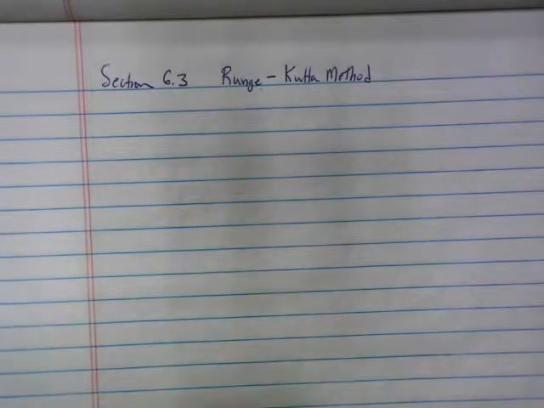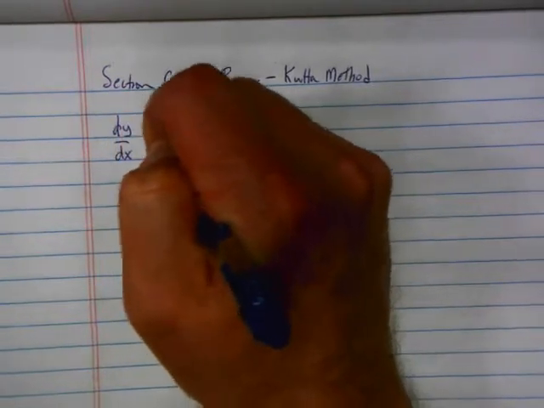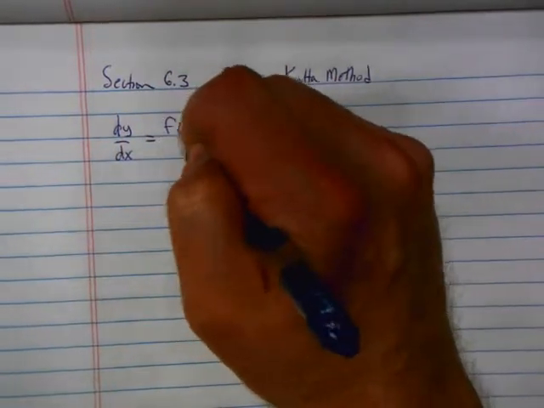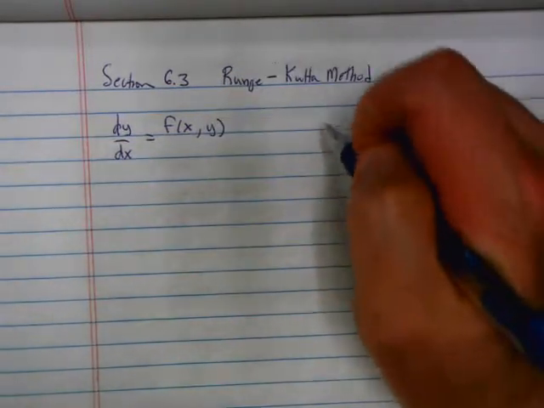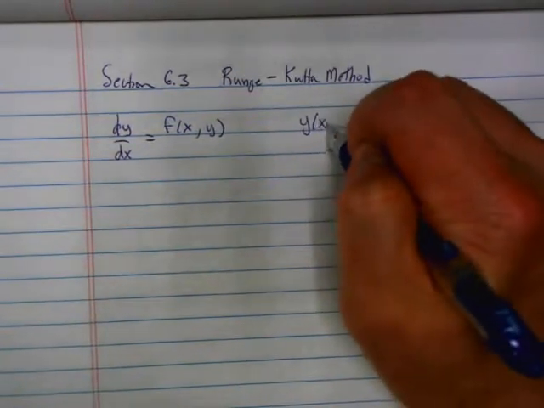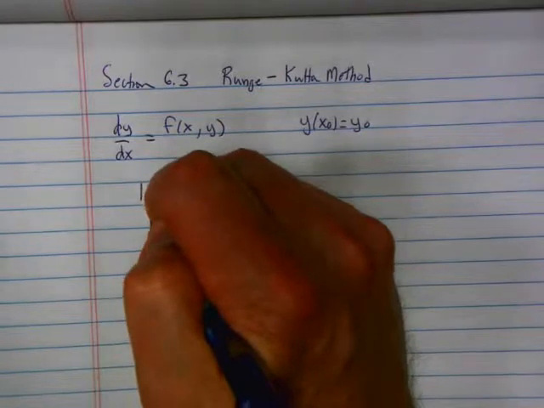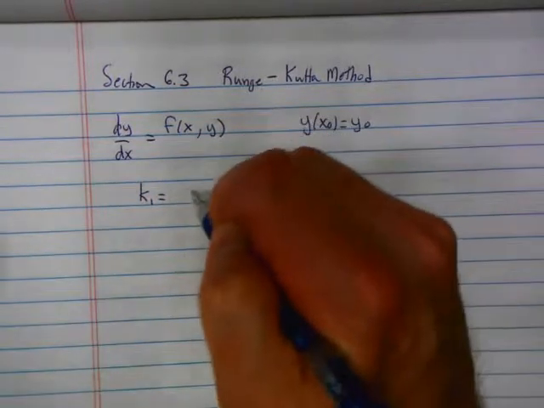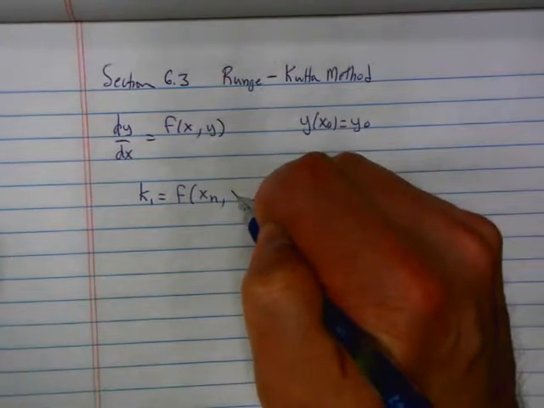Okay, so here's what we have. We have the same setup as we did in section 6.1 and 6.2. We're trying to approximate the solution to a differential equation. And here's going to be our setup. We're going to find k1. k1 will be f at our current x and y value.